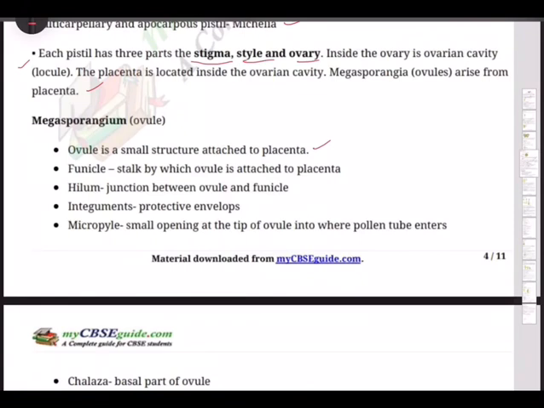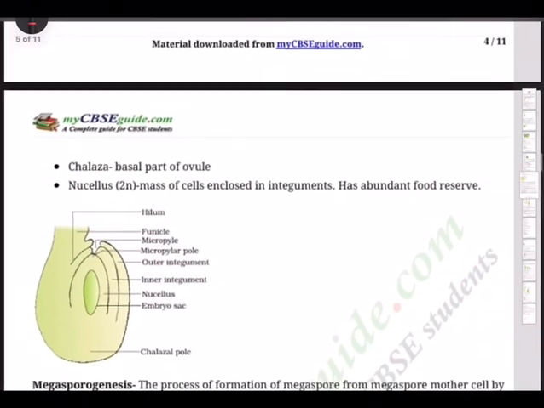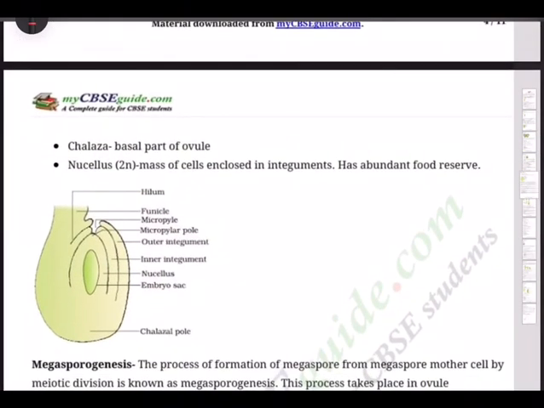So the megasporangium, how is it formed? The ovule is a small structure attached to the placenta, and the funicle is the stalk by which the ovule is attached to the placenta. Hilum is the junction between ovule and funicle. Integuments are protective envelopes, and micropyle is a small opening at the tip of the ovule through which the pollen tube enters. So these are all the technical words that you need to remember.